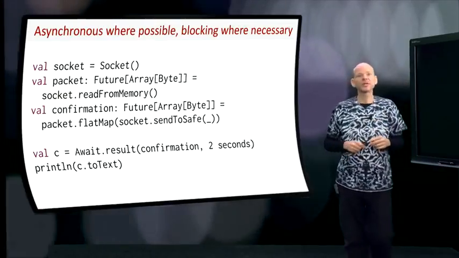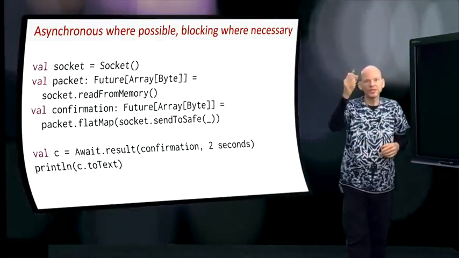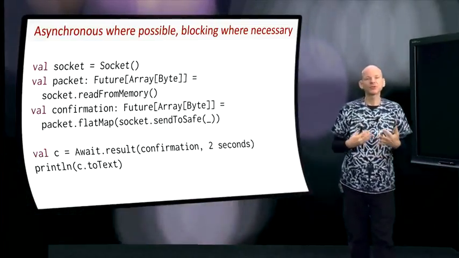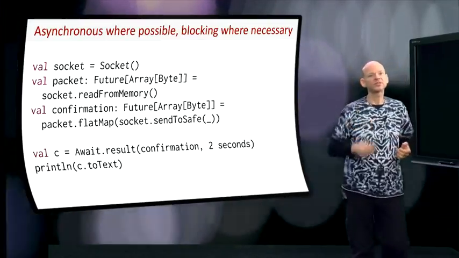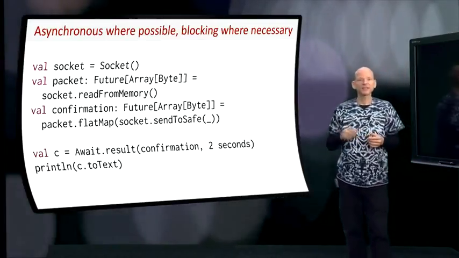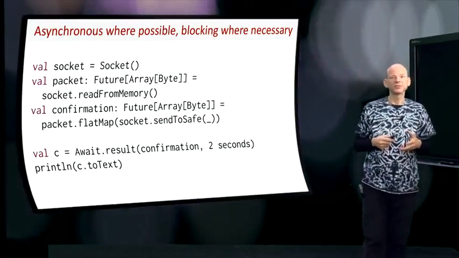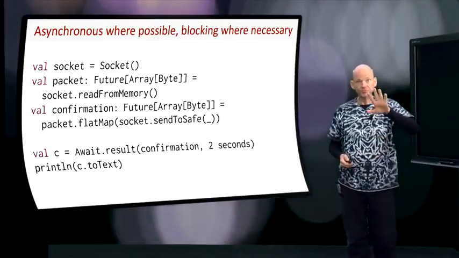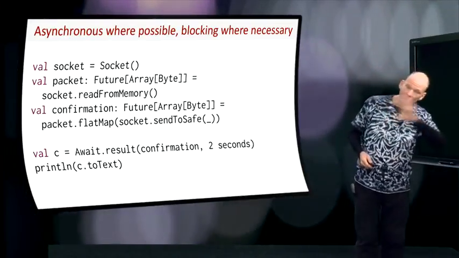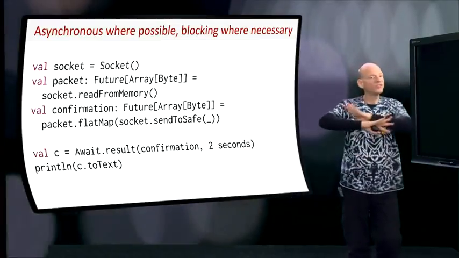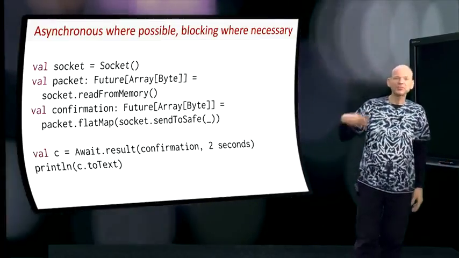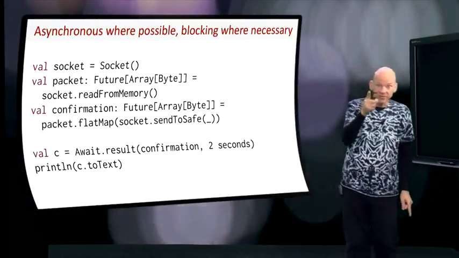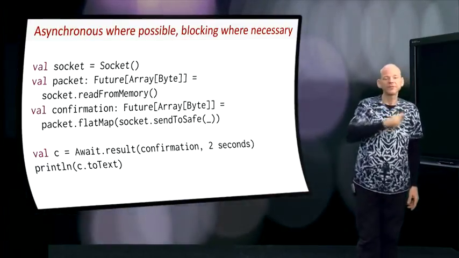Right, so for example, what we can do here is we can read from memory, send the packet back, we get the confirmation, and now we want to print the confirmation. So what we can do is we can say we want to wait at most 2 seconds, and now we get an array of bytes, and we can turn that into text. So, once you're asynchronous, you should never ever block, except when you're debugging or doing little scripts, okay? So promise that to me, never block when you have an asynchronous computation.